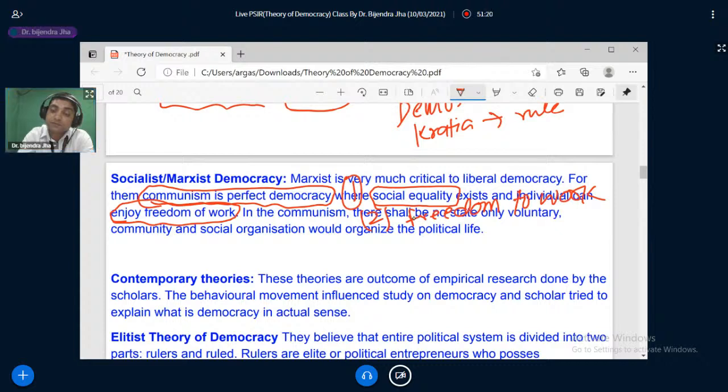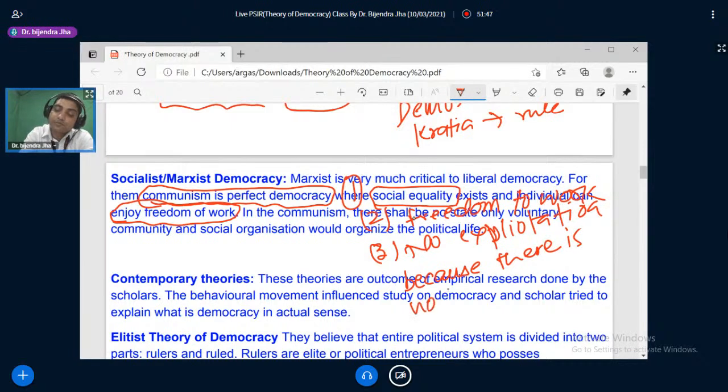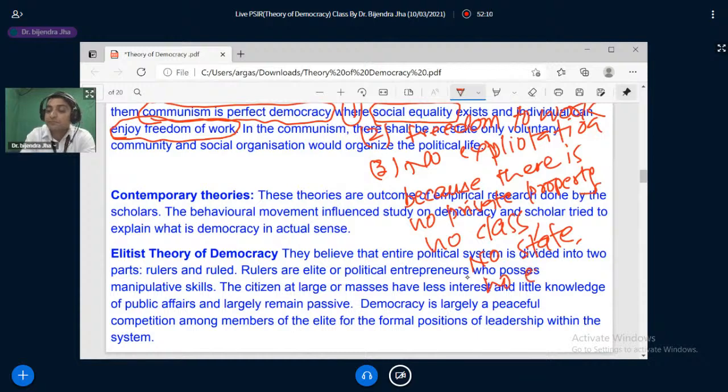No exploitation. Why no exploitation? You all know Marxism. I'm not going to teach you Marxism because there is no private property. And when there is no private property, there is no class. And when there is no class, there is no state, right? And when there is no state, that means no exploitation, because the state is an instrument of exploitation.